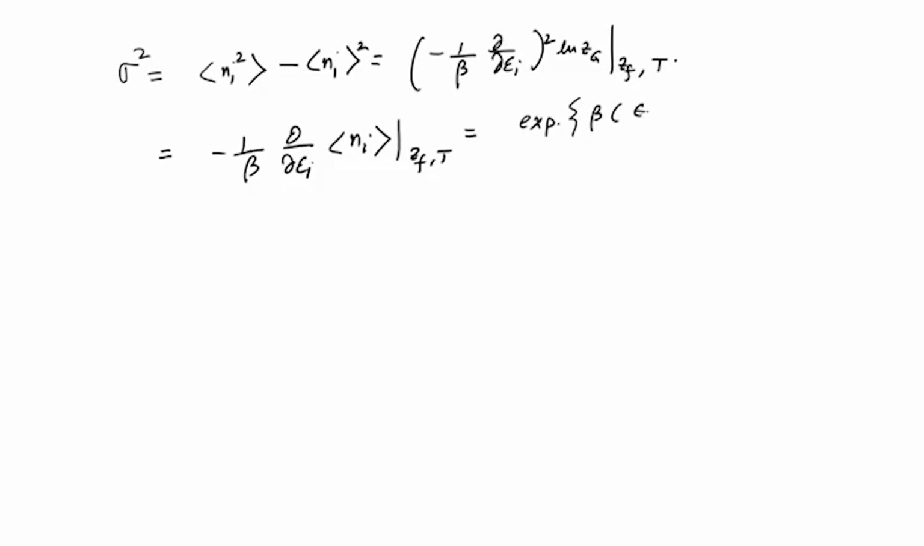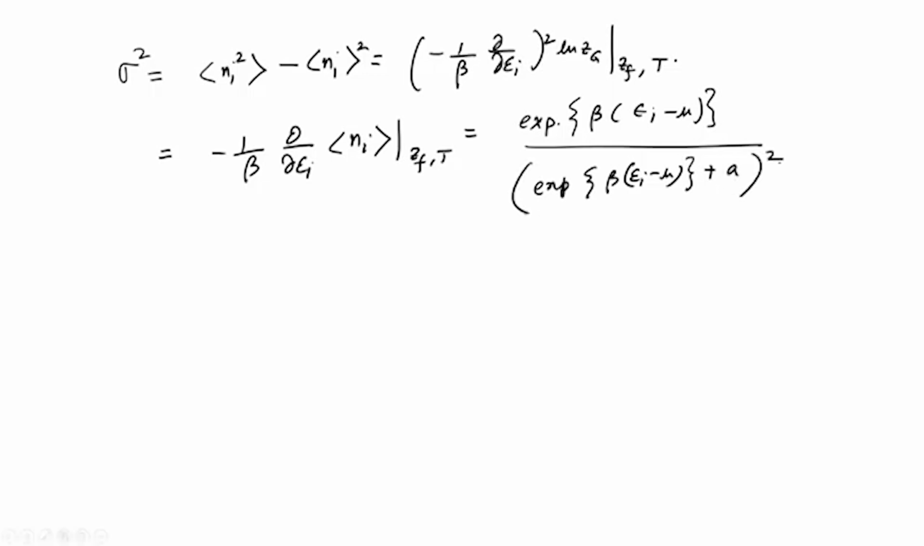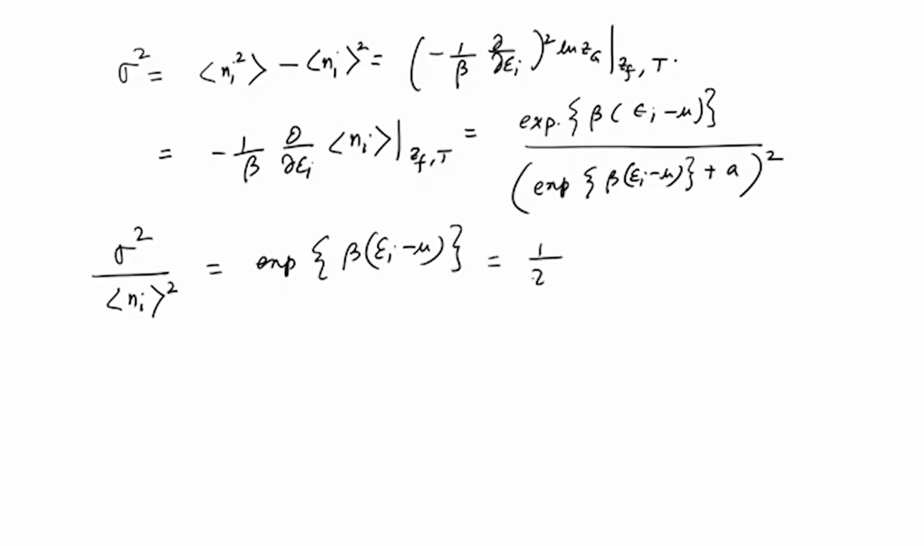And this is equal to exponential beta epsilon I minus mu, divided by exponential beta epsilon I minus mu plus a, whole square, and you know what this a is: a equal to 0 for Maxwell-Boltzmann, a equal to minus 1 for Bose-Einstein, and plus 1 for Fermi-Dirac statistics or the particles. So, this is Ni square, equal to exponential beta into epsilon I minus mu, and this is nothing but equal to 1 over Zf exponential beta epsilon I, and this is nothing but equal to 1 by Ni average minus a.